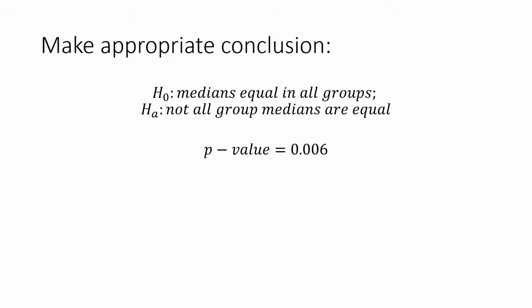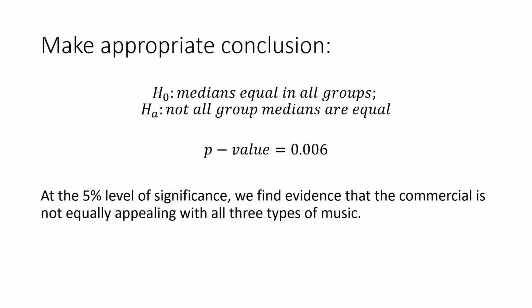The last thing I would do is make an appropriate conclusion. Remember that my null hypothesis was the medians are equal in all groups, and my alternative is that not all group medians are equal. The p-value was 0.006, so if I'm testing at the 5% level of significance, we find evidence that the commercial is not equally appealing with all 3 types of music.